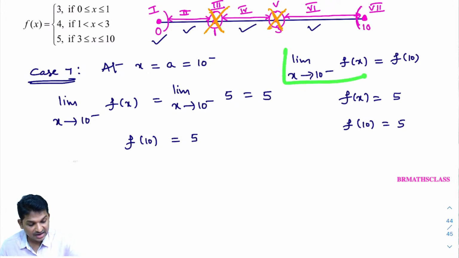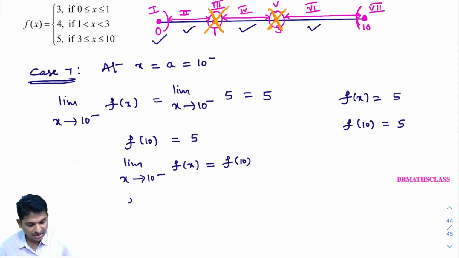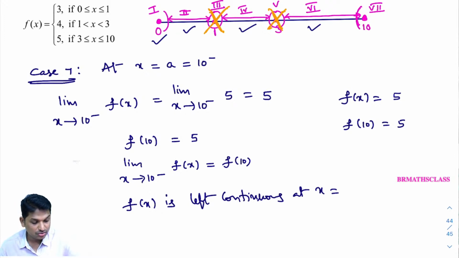So what happened? I calculated this value, I got 5. I calculated this value, I got 5. So I can say that the limit as x approaches 10 from left of f of x equals f of 10. From this I can say that f of x is left continuous at x equal to 10 from left. So what happened in this case 7? Tick mark or cross mark? Yes, it's a tick mark. It is continuous.